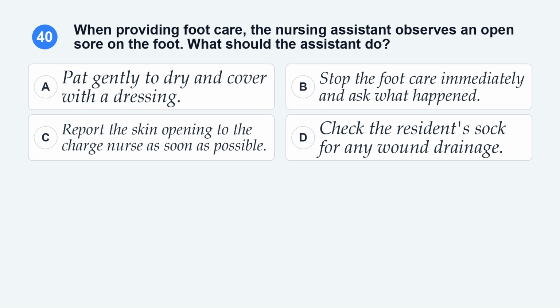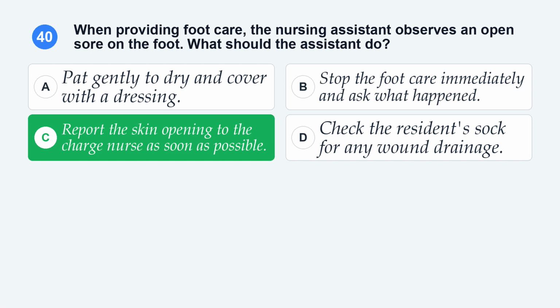Question 40. When providing foot care, the nursing assistant observes an open sore on the foot. What should the assistant do? Option A. Pat gently to dry and cover with a dressing. Option B. Stop the foot care immediately and ask what happened. Option C. Report the skin opening to the charge nurse as soon as possible. Option D. Check the resident's sock for any wound drainage.